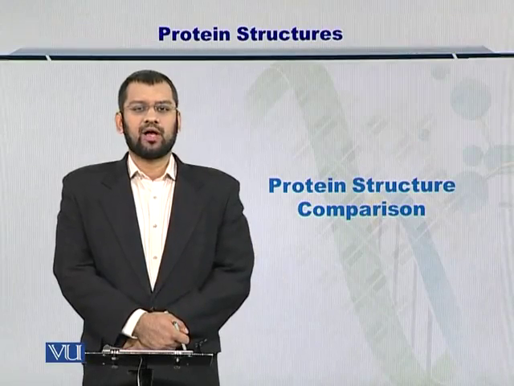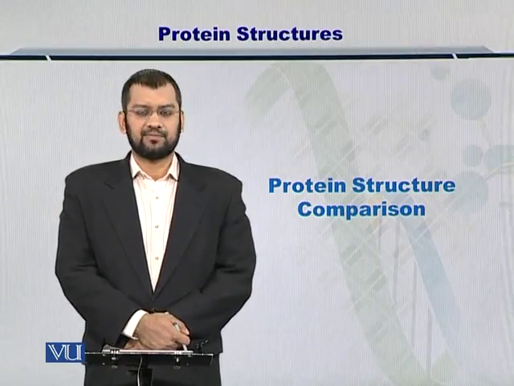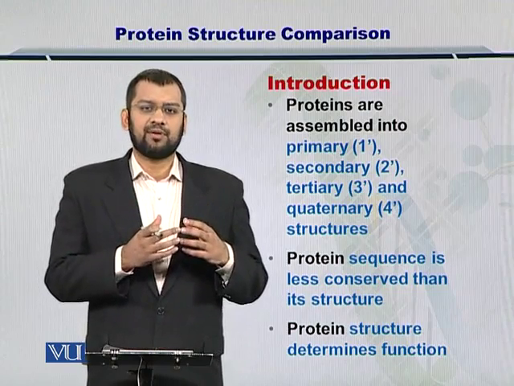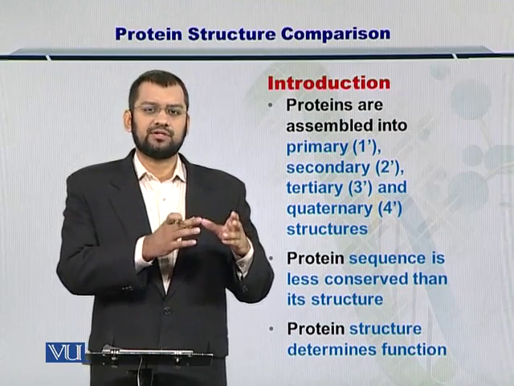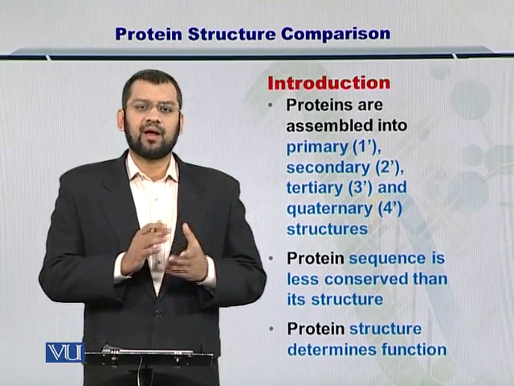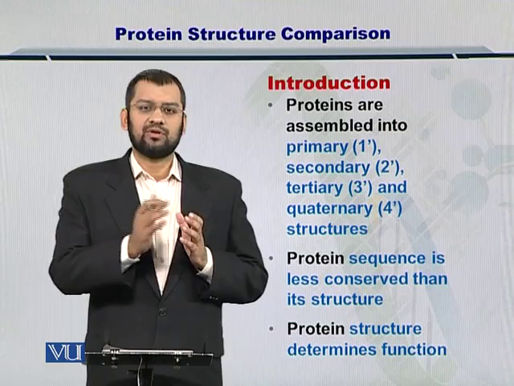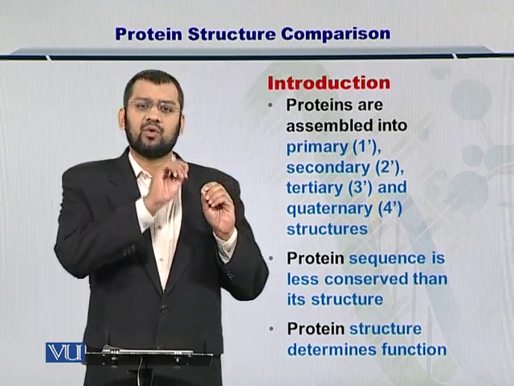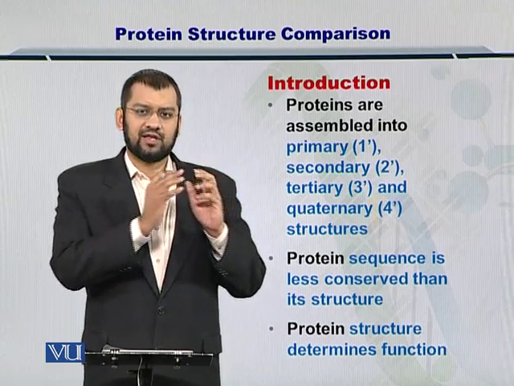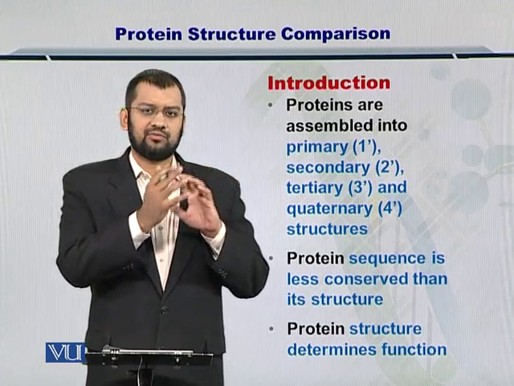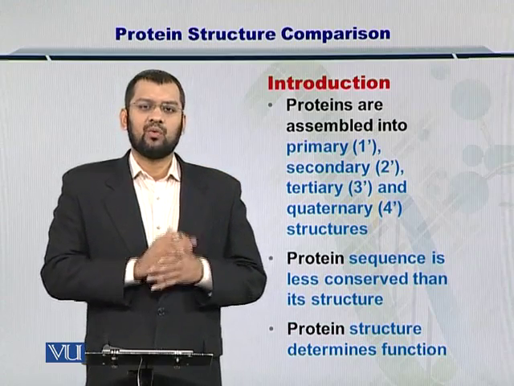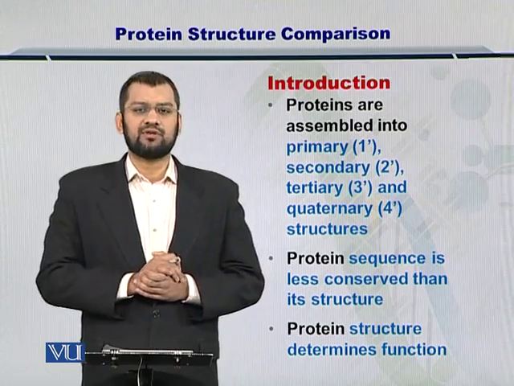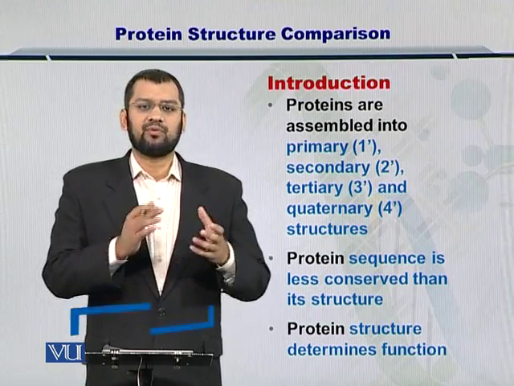Dear students, in this module, I'm going to talk about the protein structure comparisons. You know that the proteins are progressively assembled into primary, secondary, tertiary, and quaternary structures. The primary structure is the amino acid sequence in the protein, while the secondary structure is the chain of amino acids when it gets folded onto itself, taking the shapes of alpha helices, beta sheets, loops, and coils, while the tertiary structure is essentially a combination of the secondary structures, and the quaternary structures, of course, are the combination of different proteins interacting together.